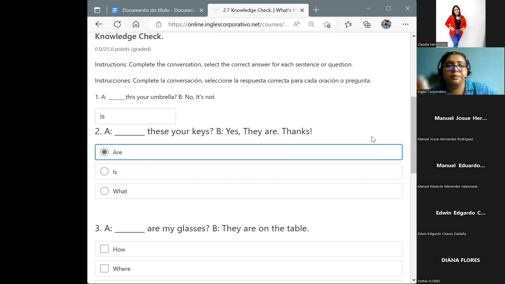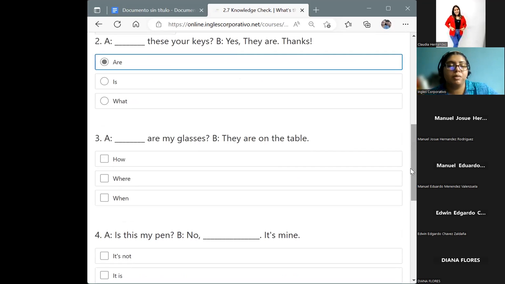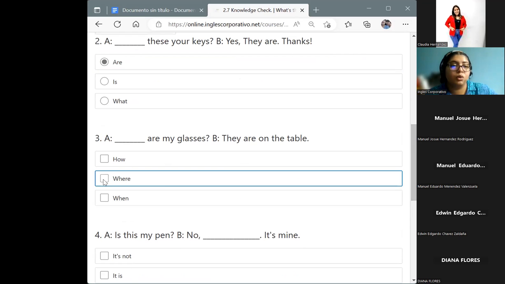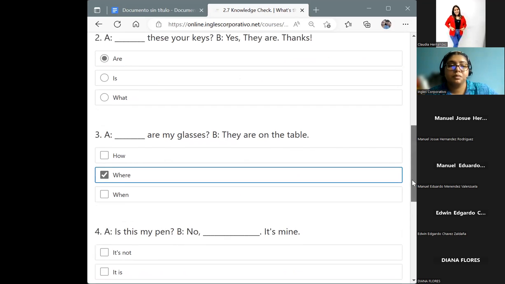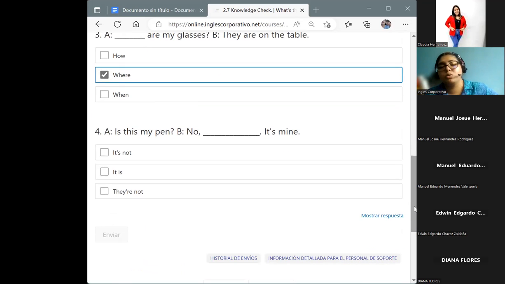Are, very good. Next one, number three. Are my glasses? They are on the table. Le vamos a agregar how, where, or when? Where. Where, de dónde. Number four, that is the last one. Is this my pen? No, it is mine. Le vamos a agregar, it is not, it is, they are not. It is not. It is not.